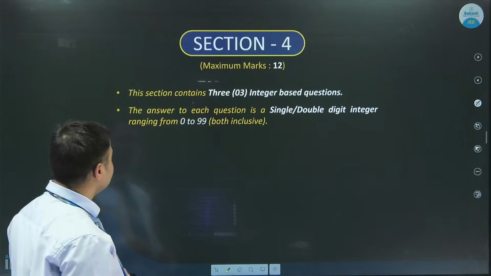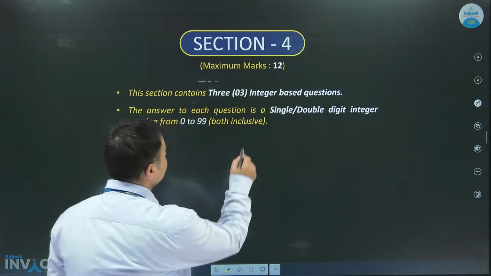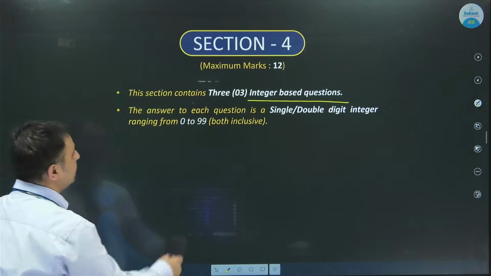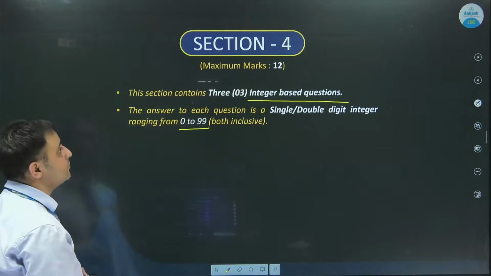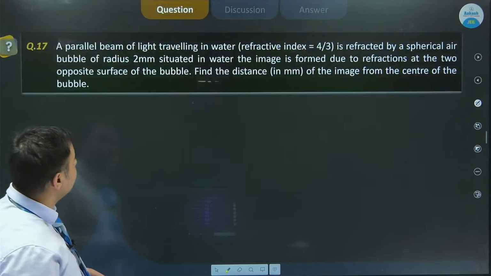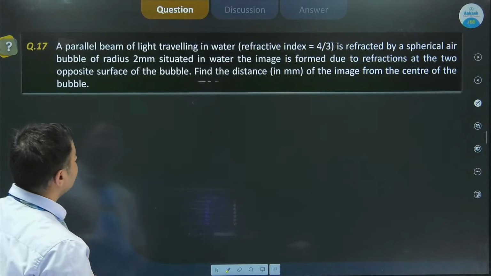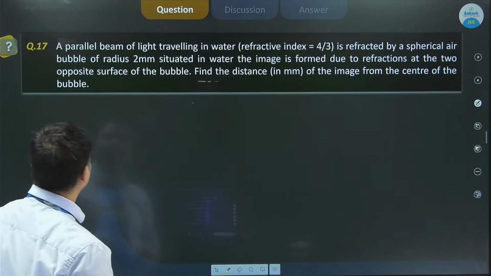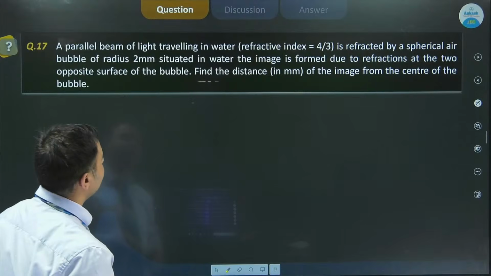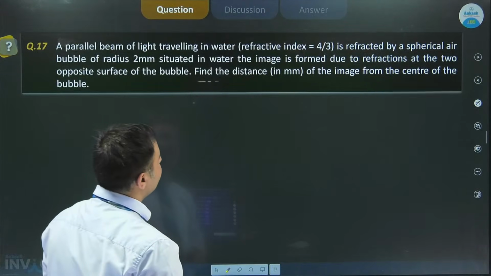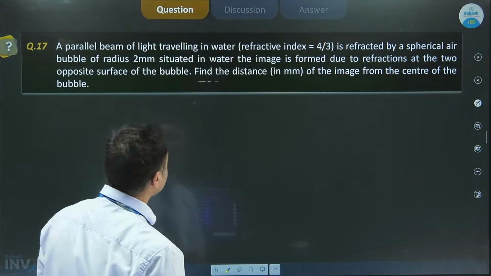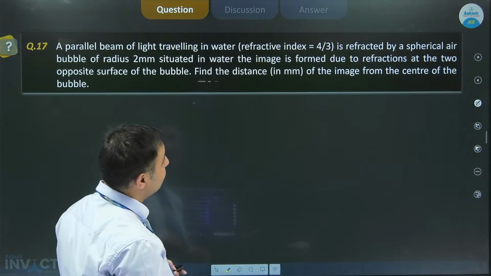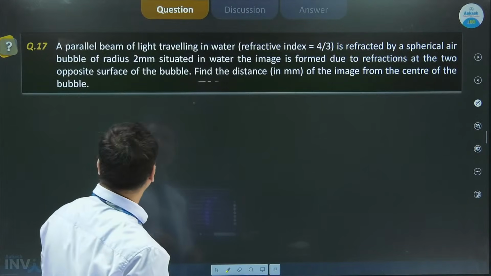All right, this section contains 3 integer based questions ranging from 0 to 99. So let's move on to the question. A parallel beam of light traveling in water is refracted by a spherical air bubble of radius 2 mm situated in water. The image is formed due to refraction at the opposite surface of the bubble. Find the distance in mm of the image from the center of the bubble.